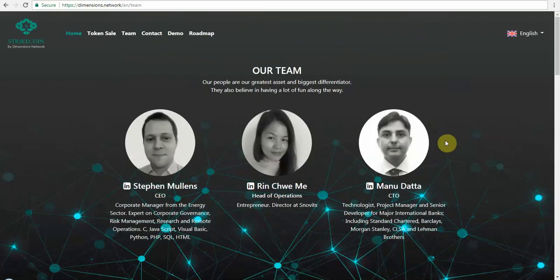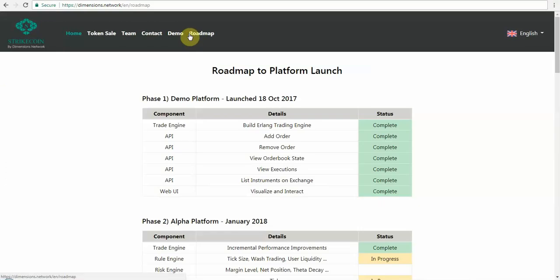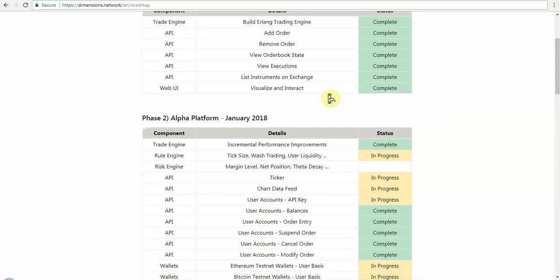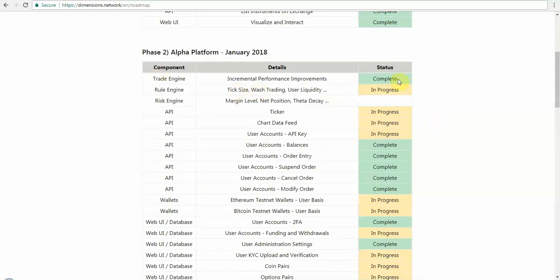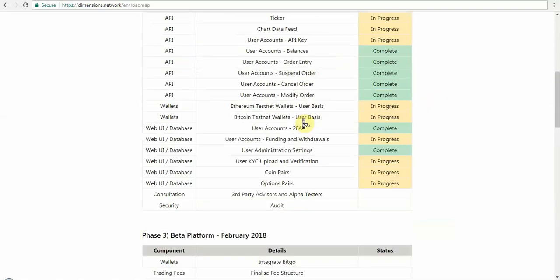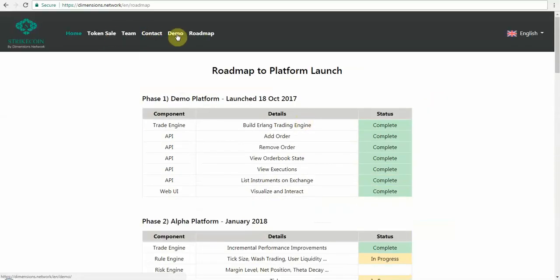Okay, so let's have a look at the roadmap before we actually come to the demo platform. So here they are putting together the details that the trading engine is complete. Some of the APIs are also ready. The web UI is ready. The trade engine is complete. They are building some rule engines, and so on and so forth. So let's actually go to the demo trading platform.